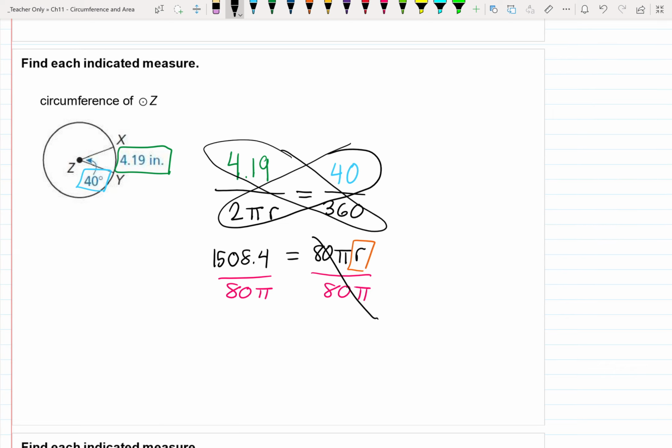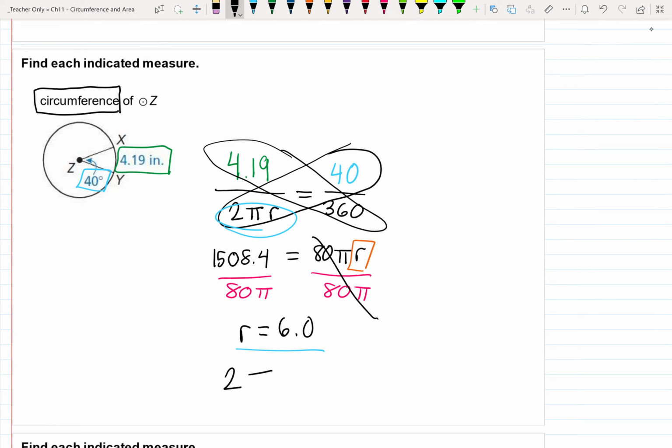Divide by 80 pi. Sorry about that. Which gets us r equals 6.0017, so we can say 6.0 since we're rounding to 2 decimal points. However, we did not find the circumference yet. We've only found the radius, which was the only missing piece we had, right? This is our radius. So we need to go back into our circumference formula.